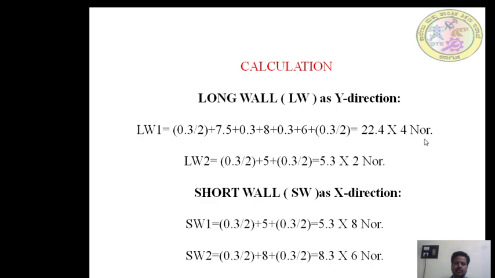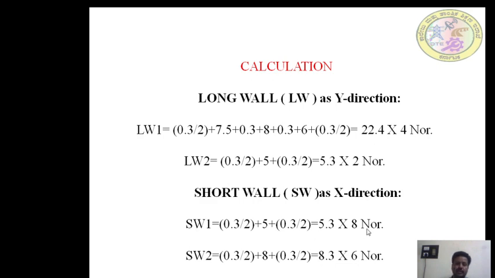These types of walls are 4 numbers. And long wall 2 is the distance center to center, 0.3 by 2 plus 5 plus 0.3 by 2 equals 5.3, so 2 numbers. Then the short wall in the x direction, SW1, is equal to 0.3 by 2 plus 5 plus 0.3 by 2 equals 5.3.